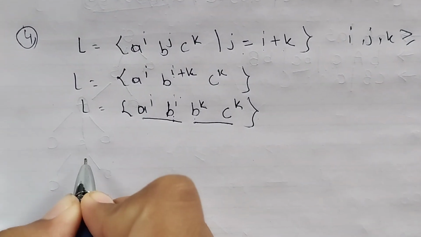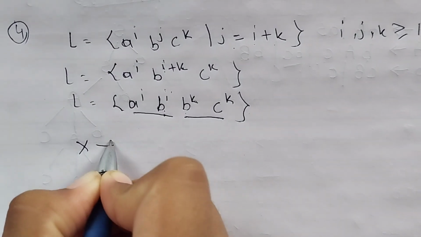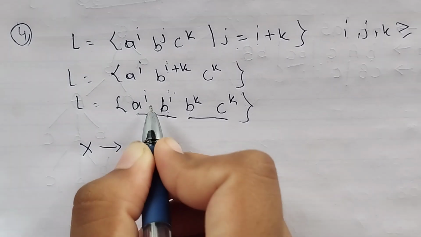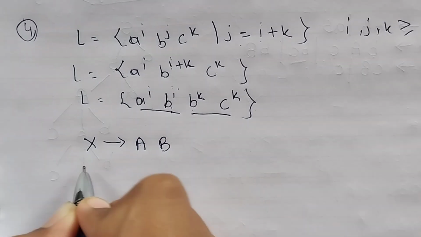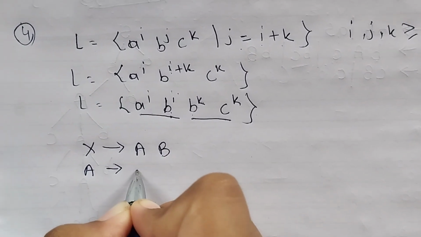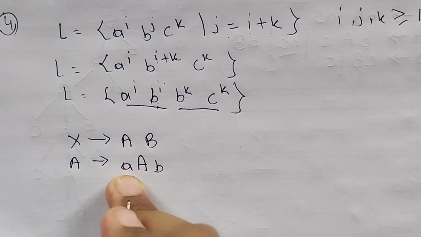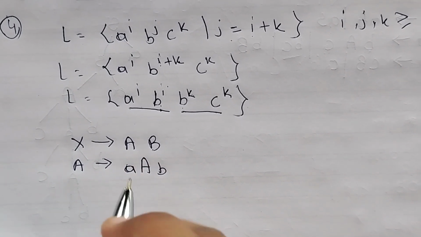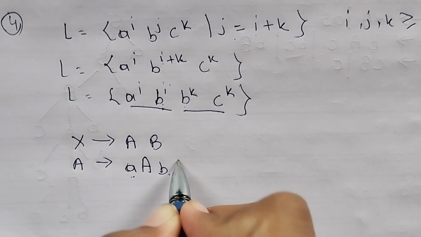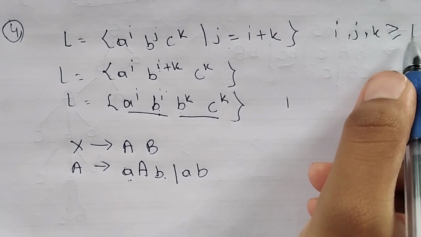So how? Let's see. First let's suppose I start from X. So X reads A and B. I initialize this A for this. So this A reads a, b, n number of a is equal to n number of b, or simply a b also, because i, j, k is greater than or equal to 1.